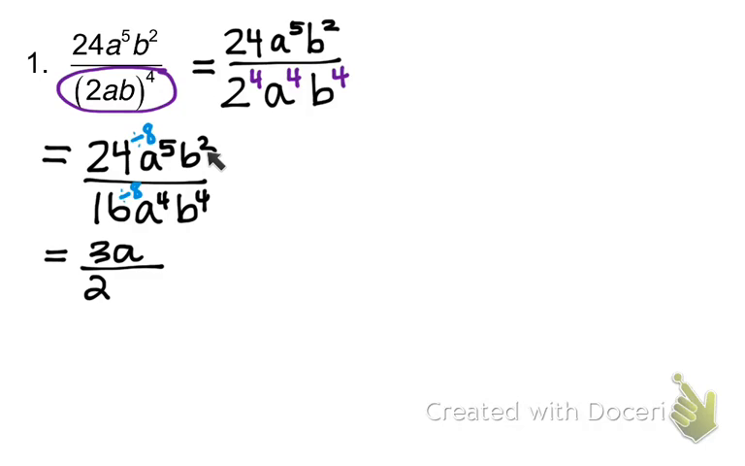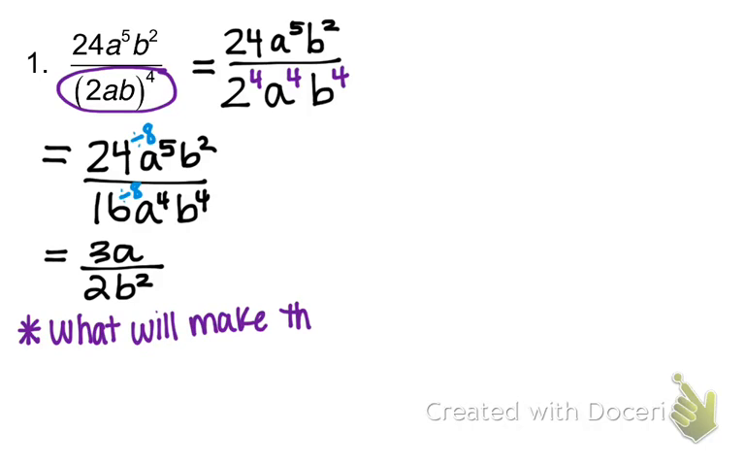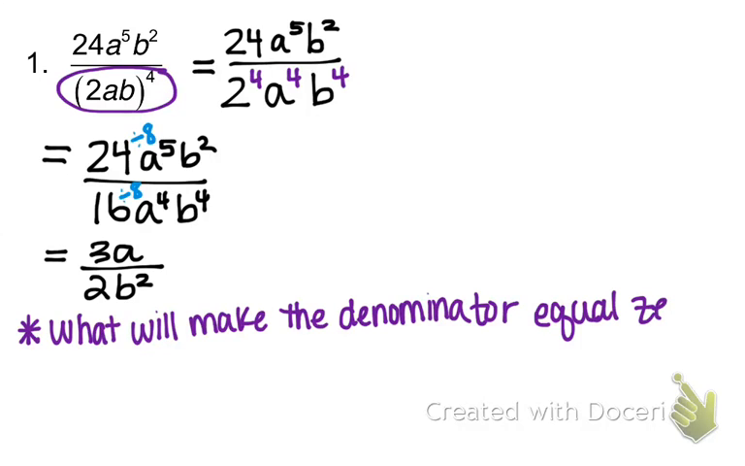For our b's, we have 2 in the numerator and 4 in the denominator. So that means that 2 of the b's in the numerator will cancel out with 2 of them in the denominator, which leaves 2 b's in the denominator. Okay, we're almost done. Now we just have to think, what value could we plug in that could possibly make my denominator equal 0?